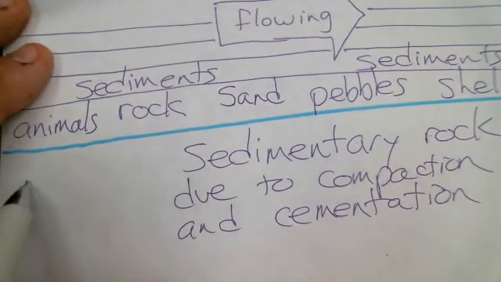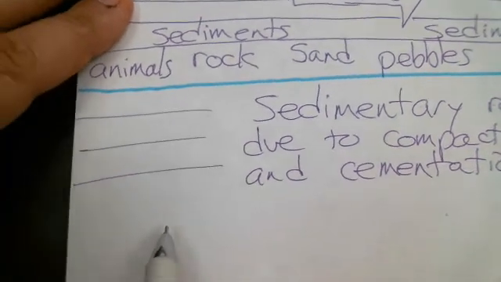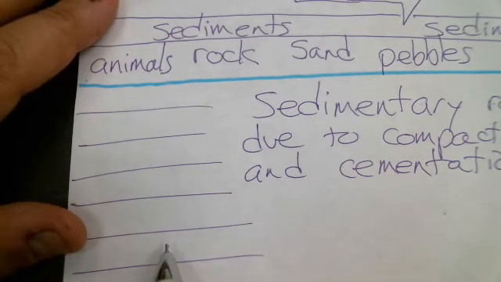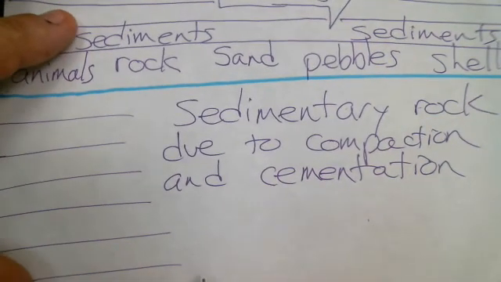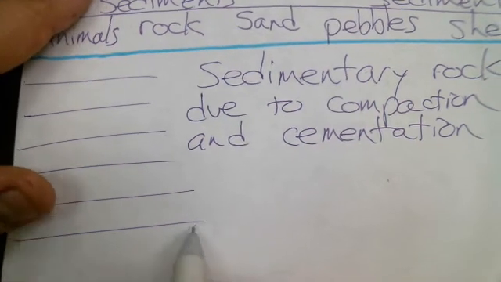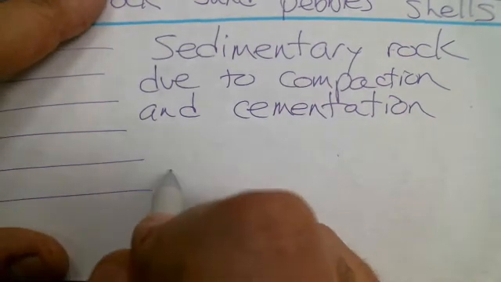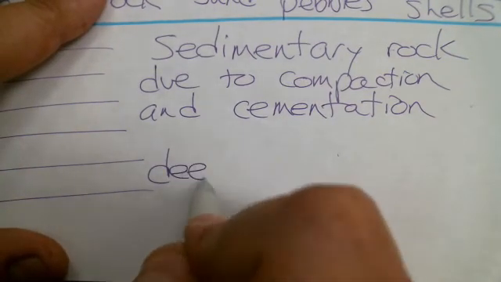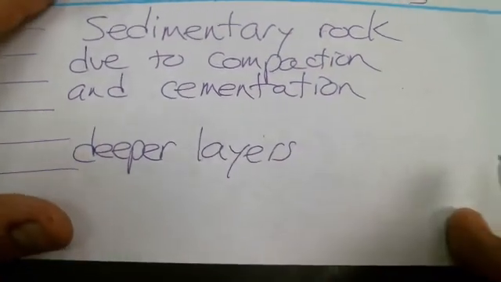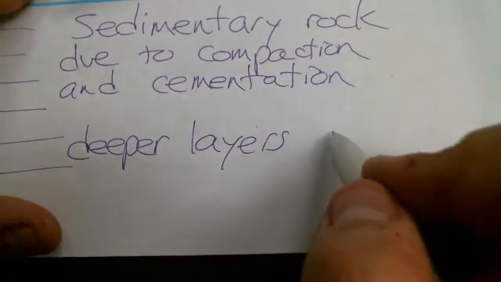Now, over a long period of time, we can have lots and lots of these layers develop. And as we have deeper and deeper layers, we can get extra pressure and extra heat. And that extra pressure and heat can change these sedimentary rocks into new forms that are called metamorphic rocks. So let's write a note down here about that. Deeper layers get more heat and pressure.